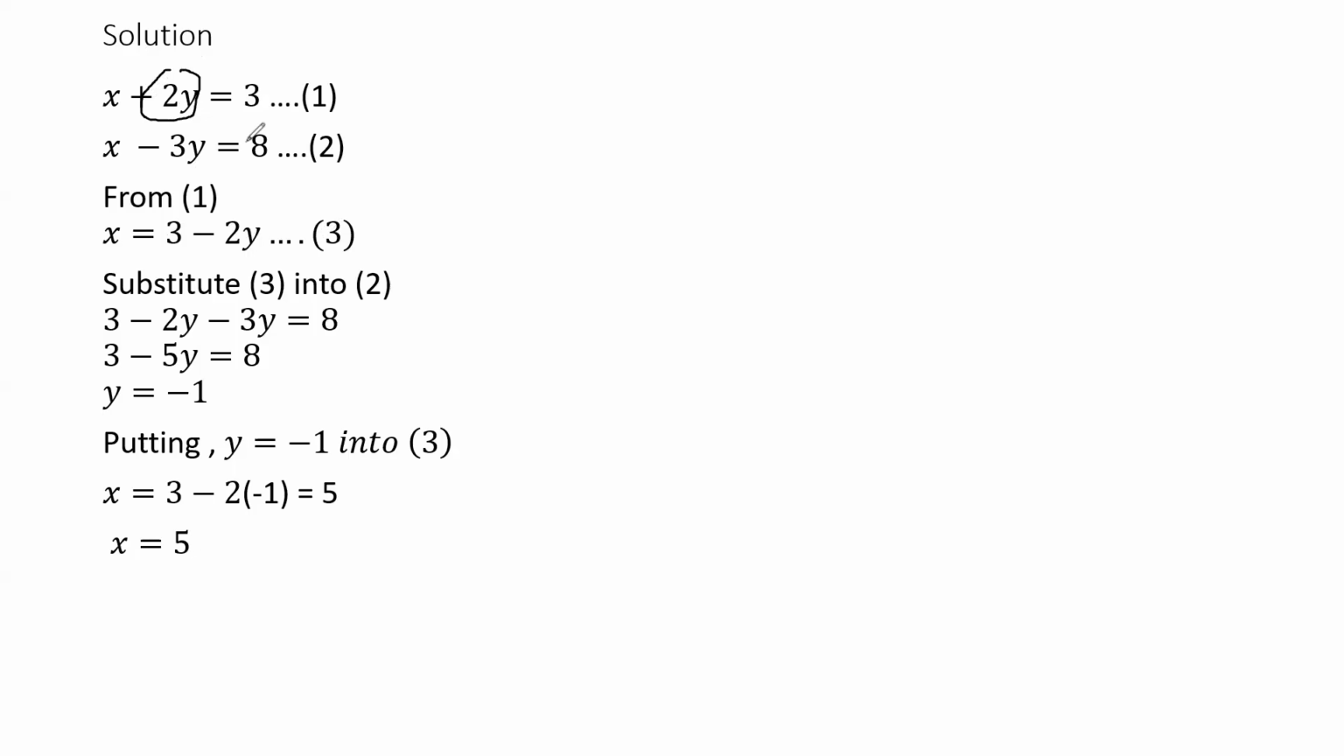Since we took equation 1, we can't go back there. So you must substitute equation 3 in equation 2. When I go to equation 2, wherever I see x, it is now 3 minus 2y. So that's what you can see here: x is 3 minus 2y, then I continue minus 3y, all equal to 8. I think it's okay.